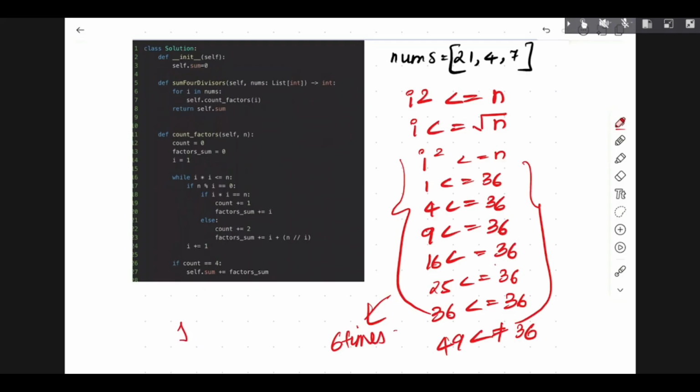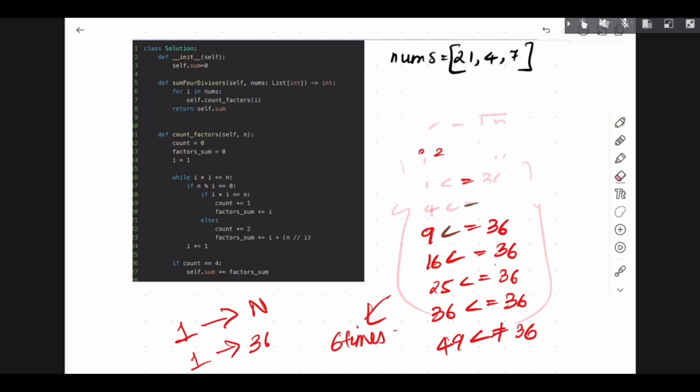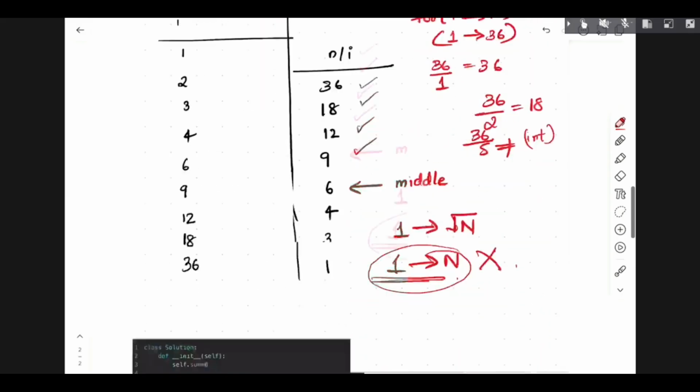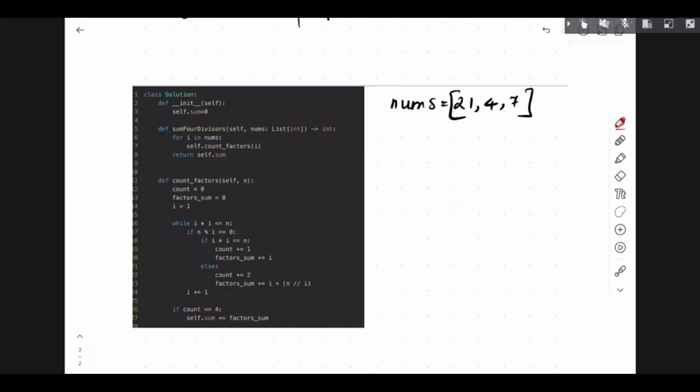Ideally, if we are running a loop from 1 to n, then it should have run from 1 to 36. So we would have to run it 36 times. But since we are using this square root limit, we are saving time. The time is reduced.